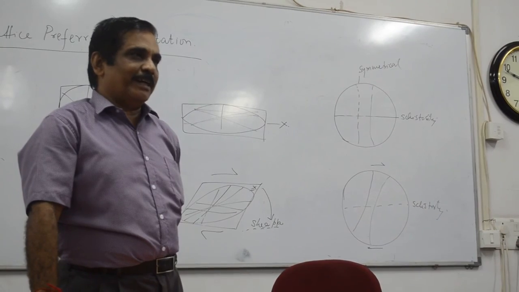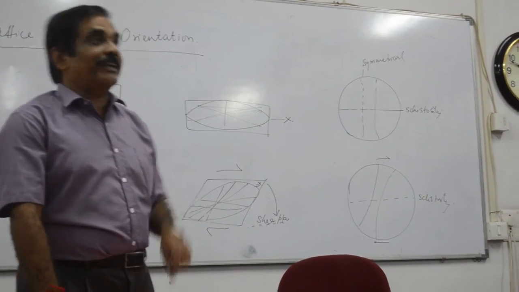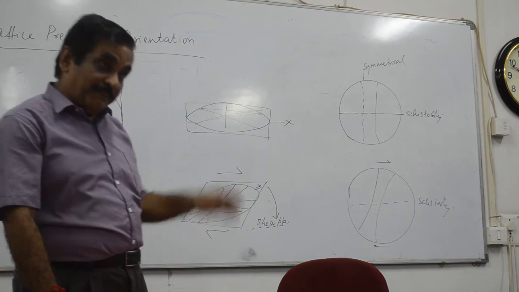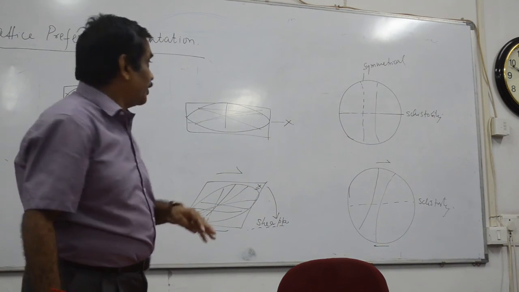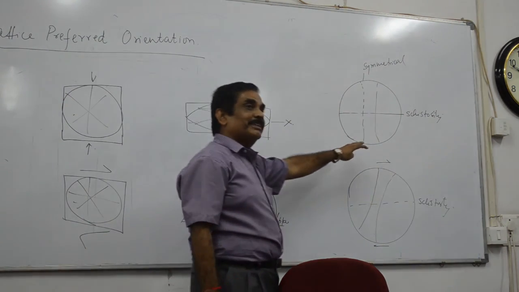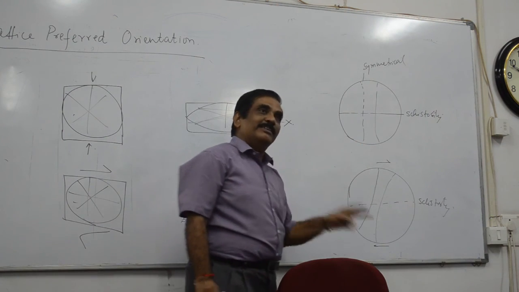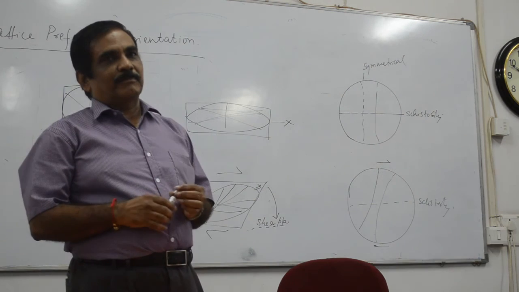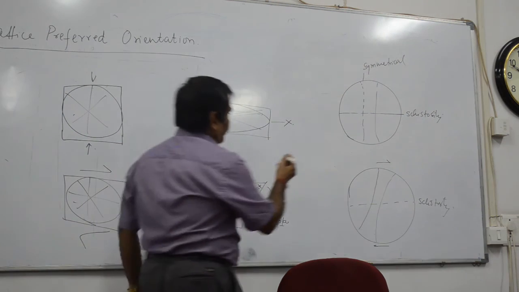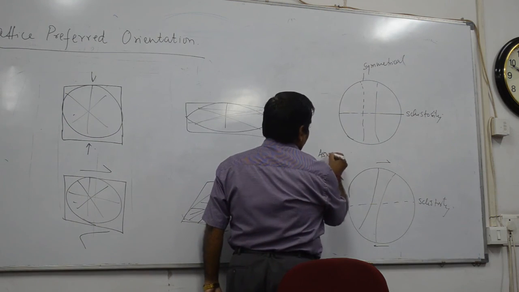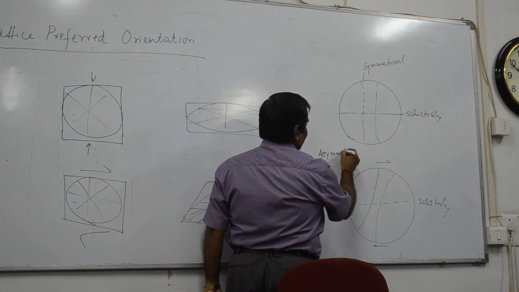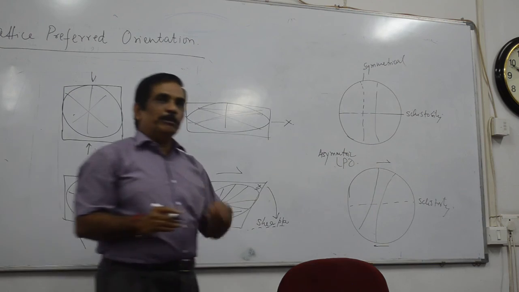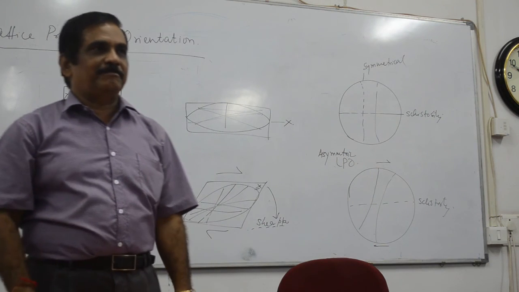You don't understand this part. So these LPOs are very effective. Many times you may not be able to see in the field or in the microscope features related to simple shear and pure shear. But if you produce an LPO, this will definitely tell you very accurately. So this is an asymmetric pattern, asymmetric girdle, asymmetric LPO. So it will be tilted in the direction of shear.